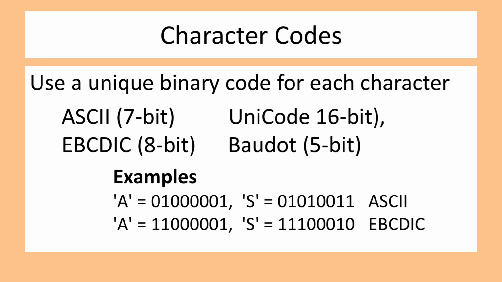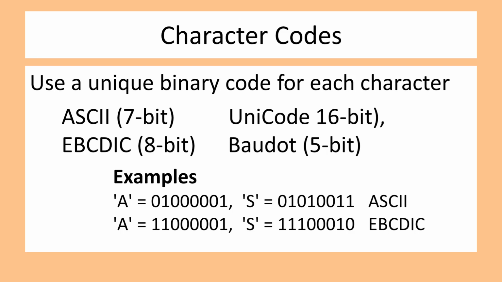Character codes use a unique binary code for every character. ASCII stands for American Standard Code for Information Interchange, uses 7 bits, and is based on the old teletype machines. Teletype machines were actually the original input-output devices for most computers because they were available. It was heavy and cost about $1,000 back then, maybe worth $5,000 today, and it could do 10 characters a second.